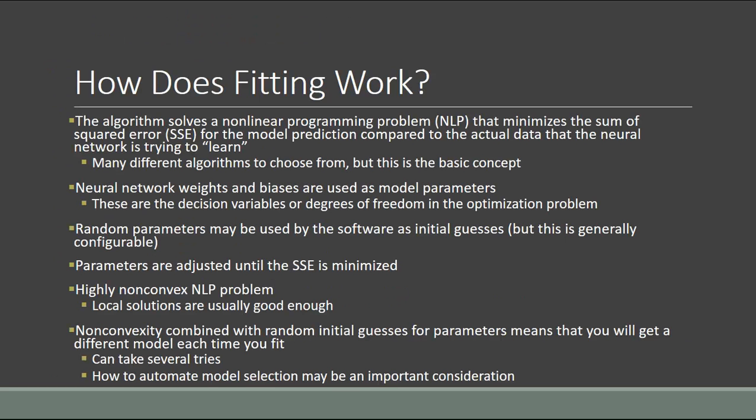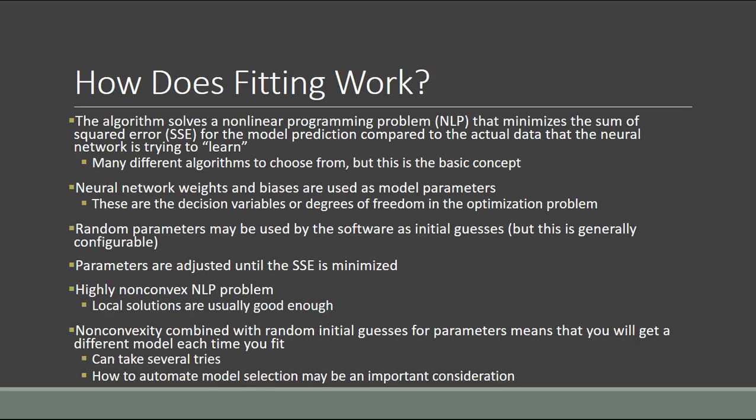So the combination of random input parameters and a highly non-convex NLP problem means that you actually get a different result each time you fit. You can run the same exact code with the same exact data and the same exact model structure, and you can actually get a totally different model each time you do that.